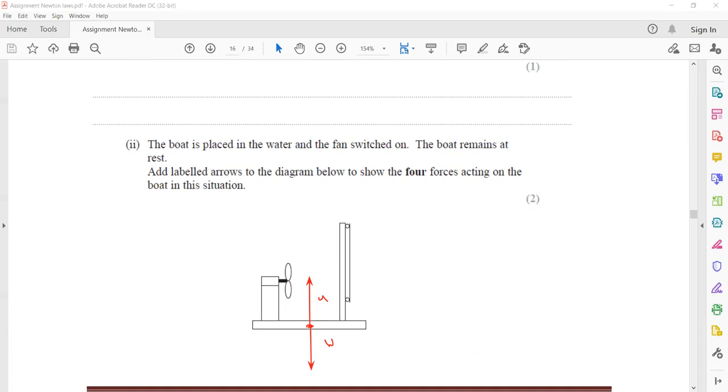Then the remaining two forces. One is the horizontal force, which is by the air on the fan, which is exerted by the air on the fan.